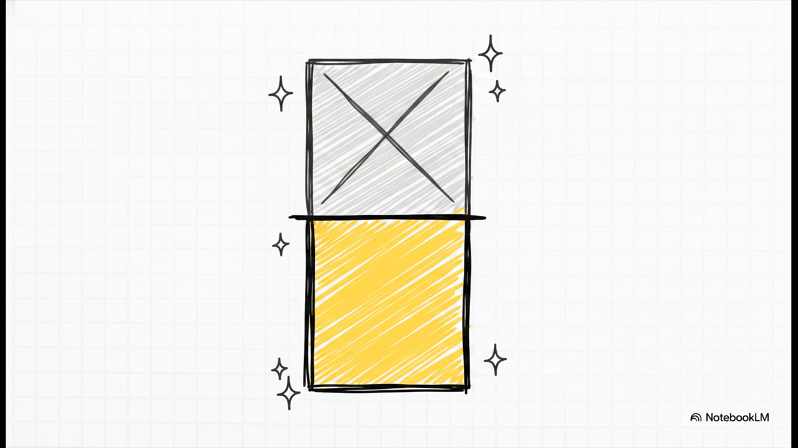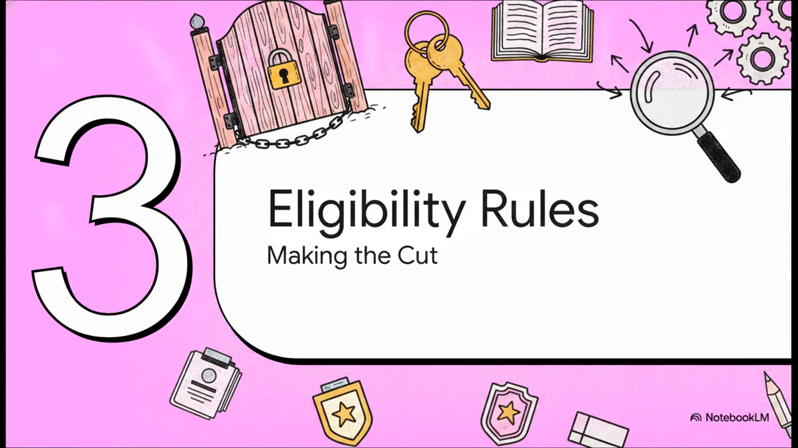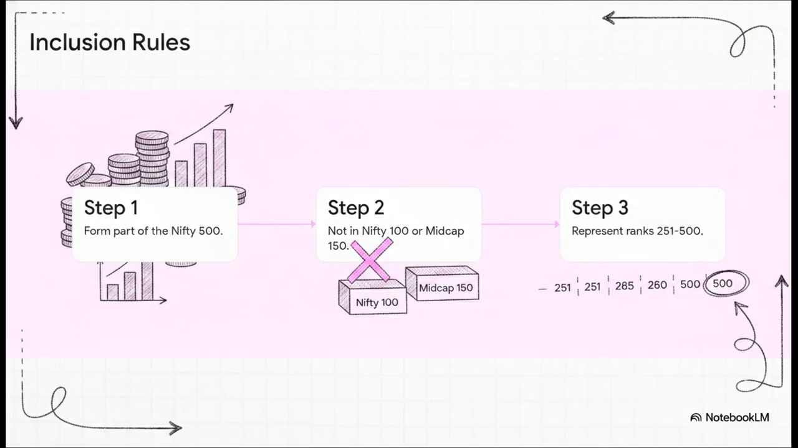All right, Part 3, eligibility rules, making the cut. Getting into this exclusive club isn't random. There are some pretty strict logical steps. First, a company has to be fundamentally solid and liquid enough to make it into the parent Nifty 500. Step 2, and this is equally important, they absolutely cannot be part of the Nifty 100 Large Cap Index or the Nifty Mid Cap 150. By satisfying those conditions, they slot perfectly into ranks 251 to 500. It's basically a very elegant process of elimination.